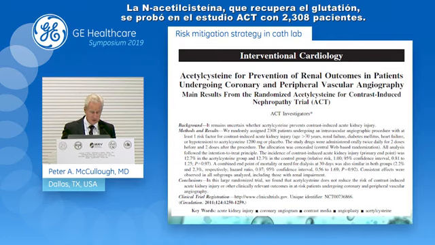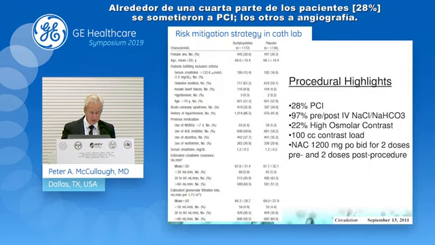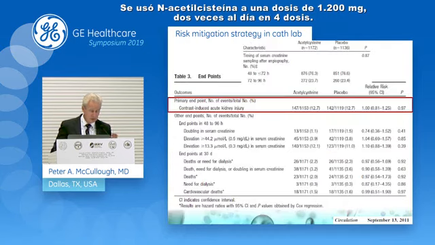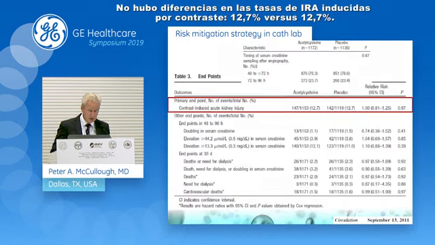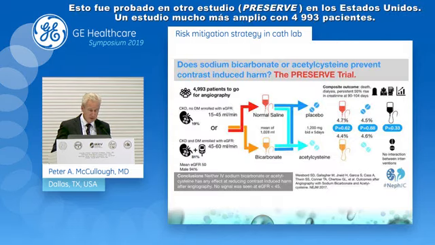And in the ACT trial, this was 2,308 patients. They were undergoing, about a quarter underwent PCI, the rest angiography. N-acetylcysteine 1200 BID for a total of 4 doses. And the answer was no difference whatsoever in the rates of contrast-induced acute kidney injury, 12.7 versus 12.7%. This was tested in a further trial in the U.S. called the PRESERVE trial in the VA, a much larger trial, 4,993 patients.